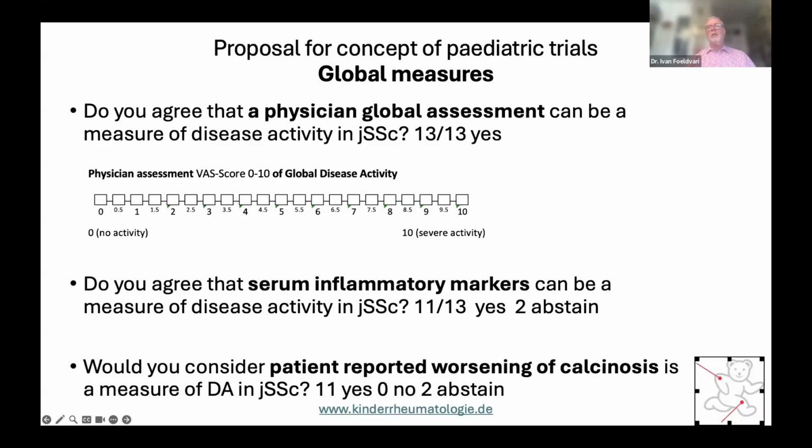First, we looked at global measures, and I wanted to show you this VAS scale. Presumably, if you go to a clinic with your child, you fill out this kind of scale. We agreed that the physician global assessment, where the physician says no activity here and severe activity there, is a very important measure. We agreed that the serum inflammatory markers can be a measure for disease activity. It is not really clear which one we will choose. We considered that patient-reported worsening of carcinosis is a very good marker of disease activity, but the questionnaire still has to be evaluated.